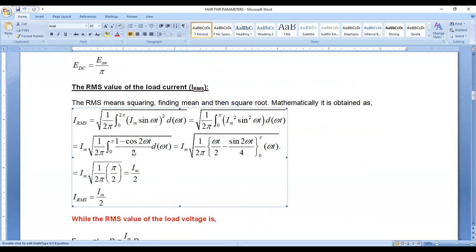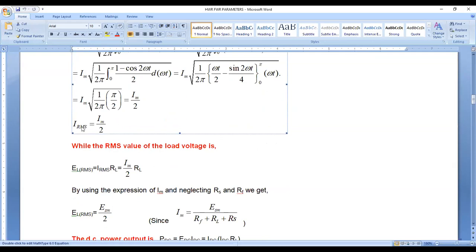See here, 1 by 2 constant is omega t by 2. Integration of cos theta is sin theta. Just apply the limits 0 to pi. Upper limit minus lower limit. Then you are going to get Im by 2, the RMS value for your half-wave rectifier. Similarly, this is current and if you want voltage, again V is equal to I into R. I means already we got Im by 2. Substitute here Im by 2. Now it is Im into RL by 2. Again substitute Im is equal to ESM by RF plus RL plus RS.